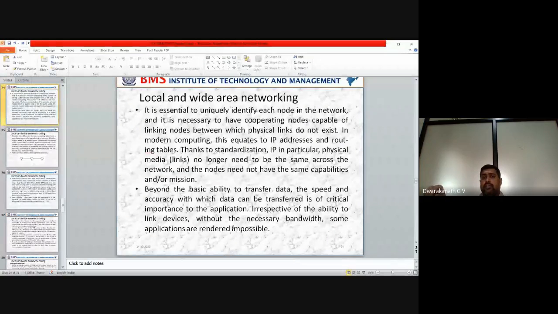In modern computing, this equates to IP addresses and routing tables, thanks to standardization. So in this modern setup, we'll take IP, and IP is the one which will identify, because everyone has already studied computer networks. In computer networks, any device should be identified with an IP. An IP will be given to our board. Whatever the node is, either Raspberry Pi or Arduino, whatever it may be, one IP address should be generated. Through that IP address, you are going to communicate.